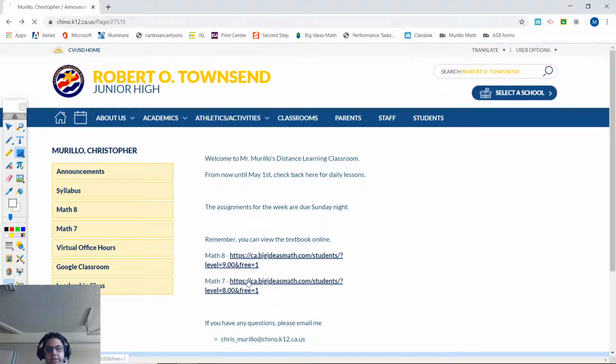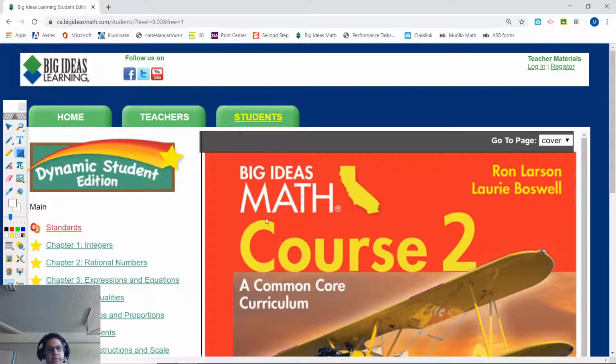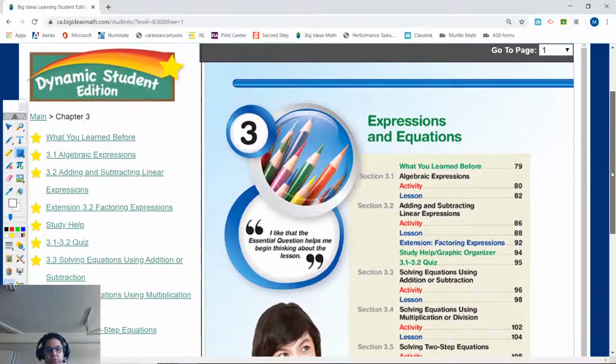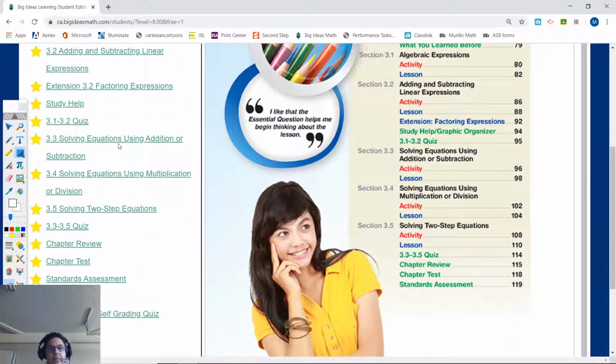All right, so going to the textbook, chapter 3. I'm going to have to scroll down a little bit. Again, 3.3, addition or subtraction. And then next week, we're going to do multiplication and division, and most likely move into the two-step, because again, those are super, super important lessons there.